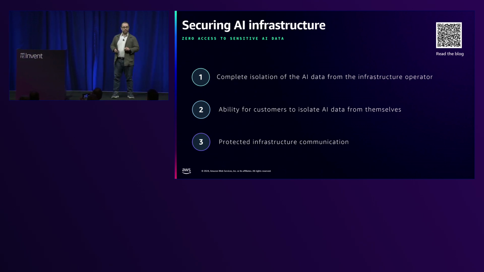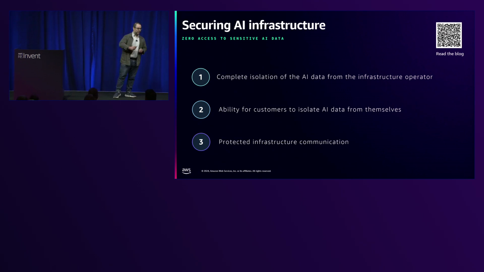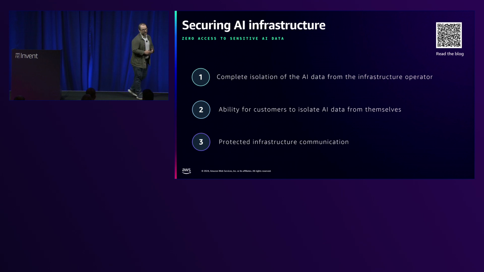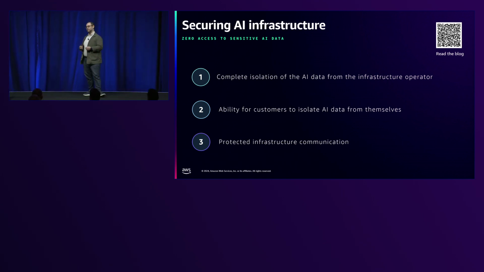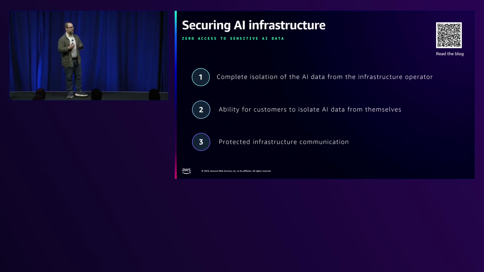The ability for customers to introduce isolation between themselves, their own operators, and the sensitive AI data that their systems process. And last is the critical importance of protecting infrastructure communication so that when sensitive data is moving back and forth between infrastructure components, it always does so in a protected manner.